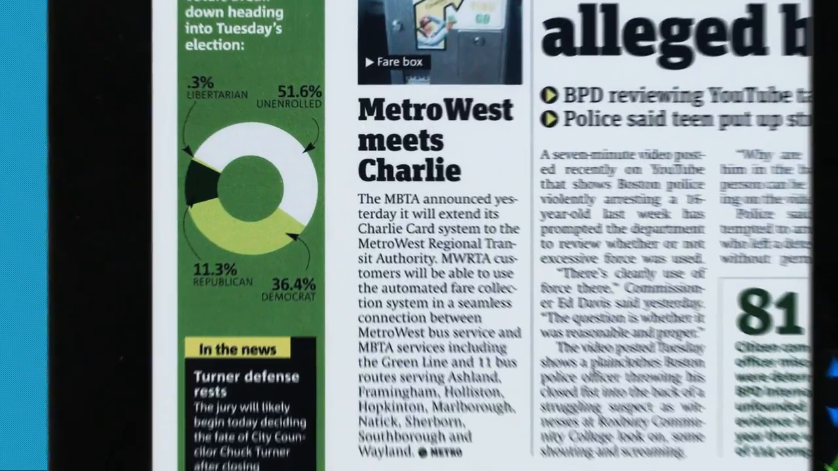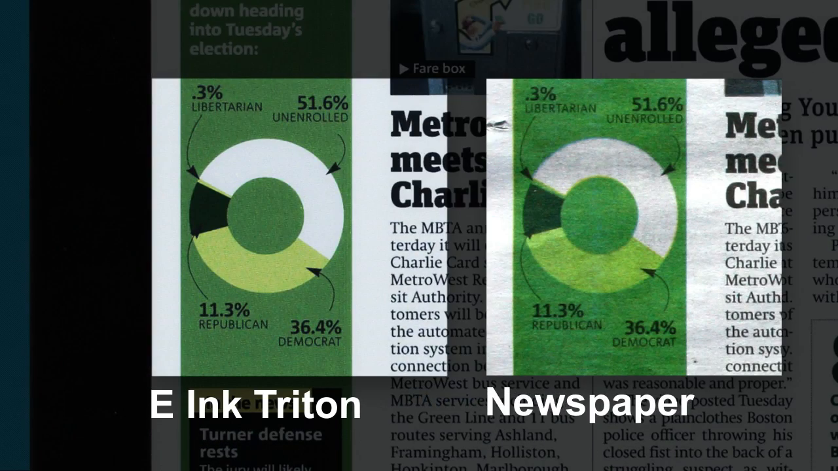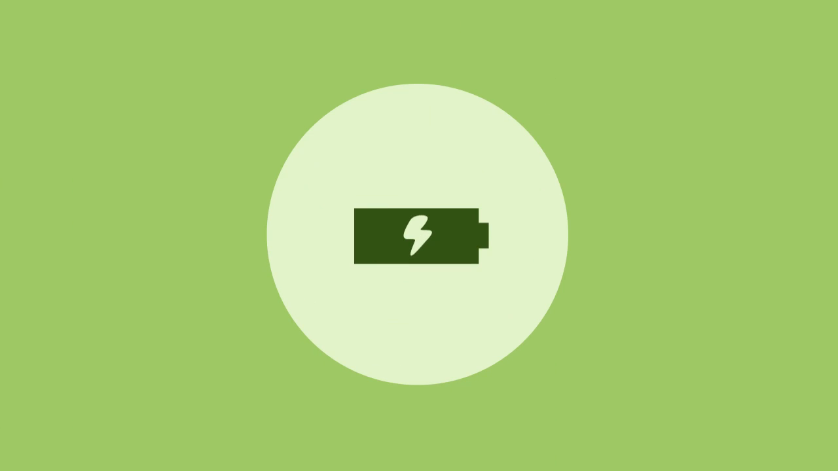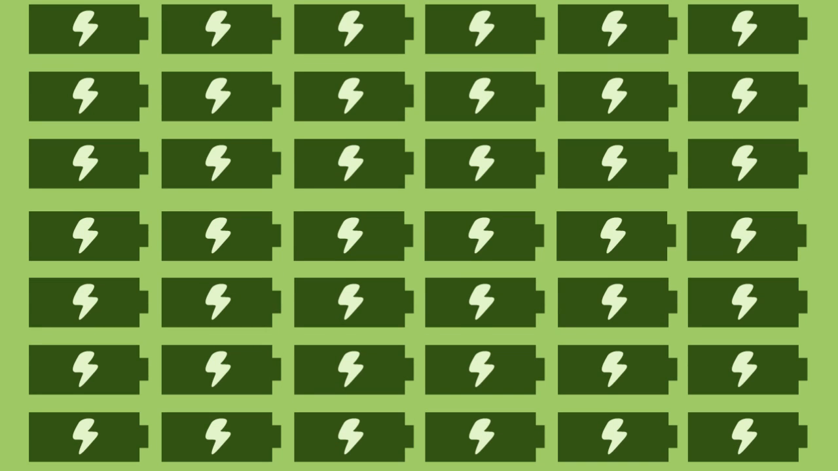Triton Imaging Film features a high contrast ratio for crisp, clean images. It's a low power technology, using a fraction of the energy for display, so it can run for up to a month on a single charge instead of hours as with LCDs.